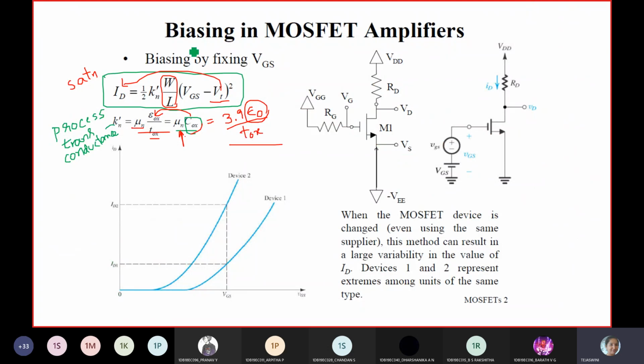This is the first technique, biasing by fixing VGS. I can observe the circuit here. This is a common source configuration. This is the gate terminal. This is the drain. This is the source. The source is grounded because it's a CS configuration.